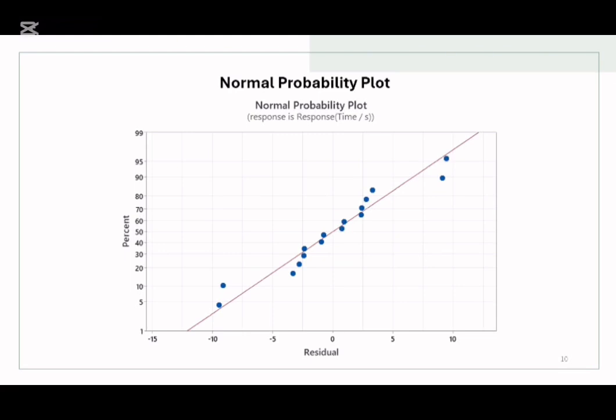Assalamu alaikum, my name is Ahmed Hires. In this slide, as you can see, the normal probability plot supports the assumption that the residuals of the experiment are approximately normally distributed. This validates the use of ANOVA for analyzing the effects of water type, temperature, and stirring method on the dissolution time of vitamin C tablets. Hence, the conclusions drawn from the ANOVA analysis are statistically reliable.